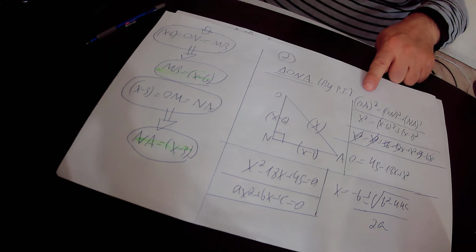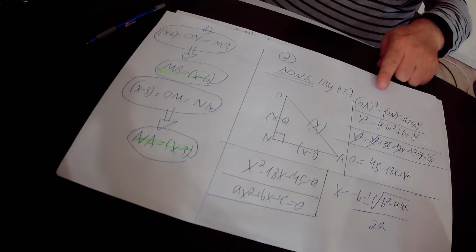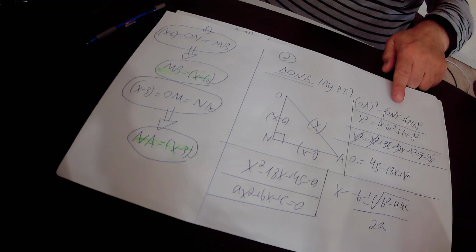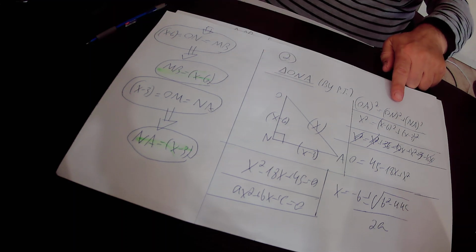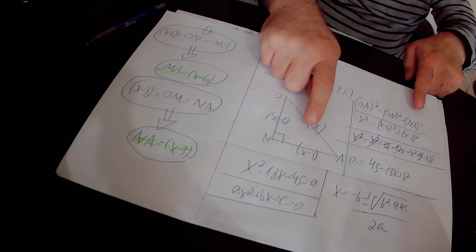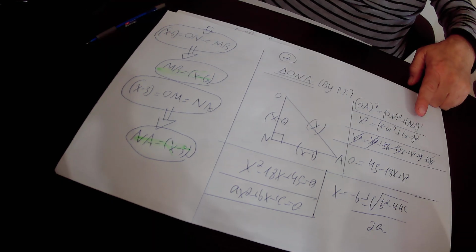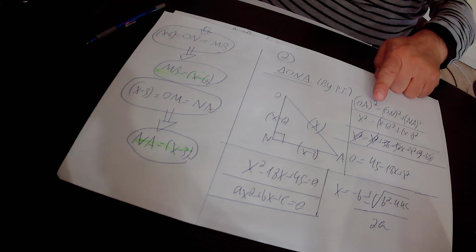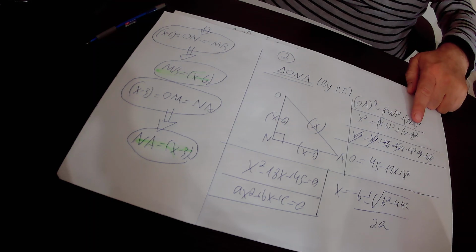So OA is x, therefore OA square is x square, and it is equal to ON square. ON is x minus 6, therefore ON square is x minus 6 square, plus AN square. AN is x minus 3, therefore AN square is x minus 3 square. So in conclusion, we found out that x square equals x minus 6 square plus x minus 3 square.